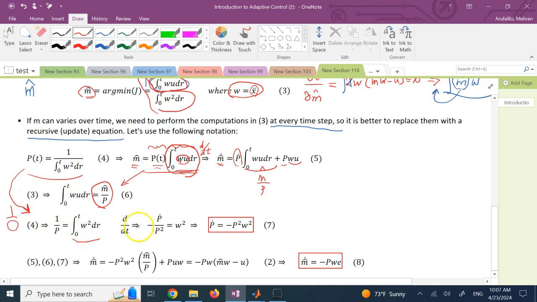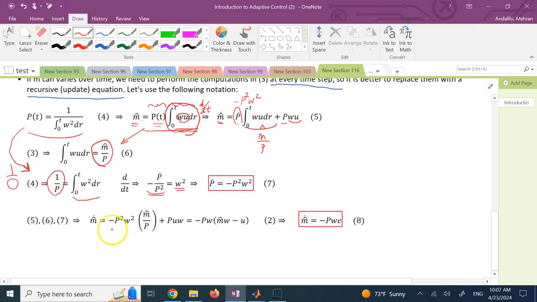Now take a time derivative. The time derivative of 1 over p is negative p dot over p squared. And the time derivative of the integral of w squared is simply w squared. So cross multiply, you get p dot to be negative p squared w squared. So this should be negative p squared what? W squared. So if you plug them in, you get this for m hat dot.